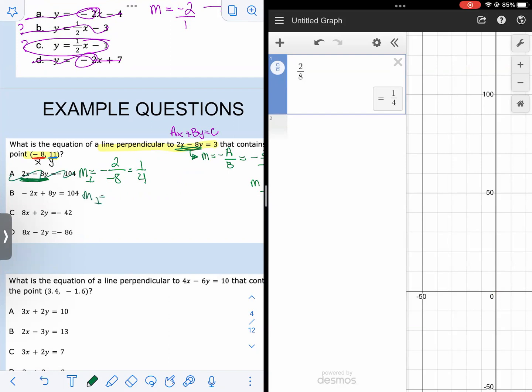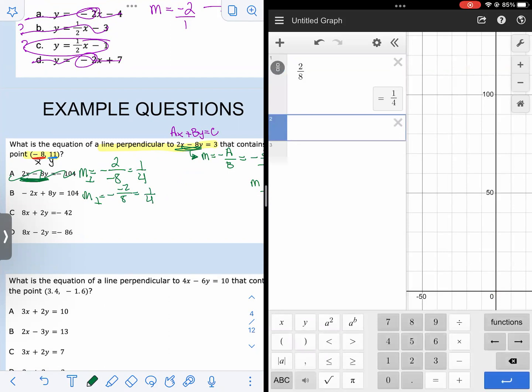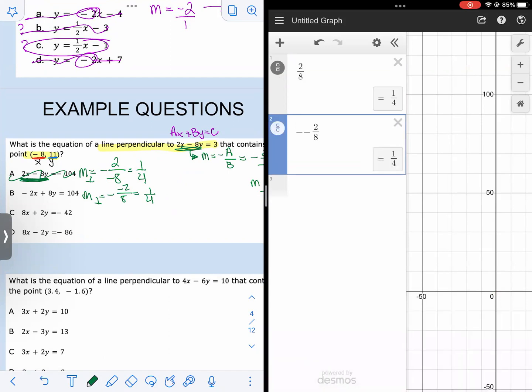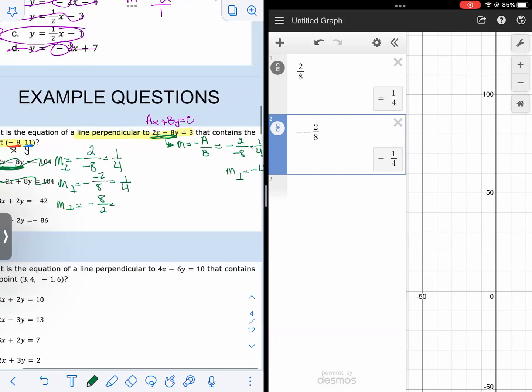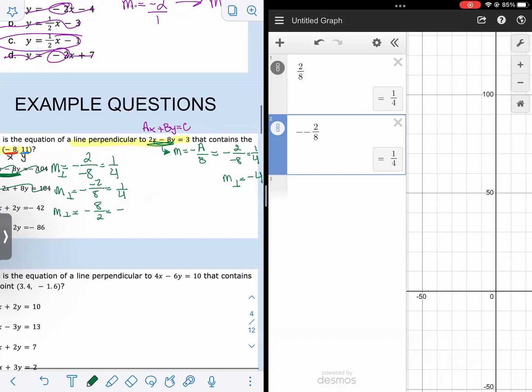Here, m perpendicular, let's try it. Negative 2 over 8. Well, that's also going to be 1/4. Watch, if you put this into Desmos, negative 2 divided by 8 is also 1/4. So that's not correct. So now for this one, we're going to put m perpendicular. We're going to put negative 8 over positive 2, which would get us a negative 4.